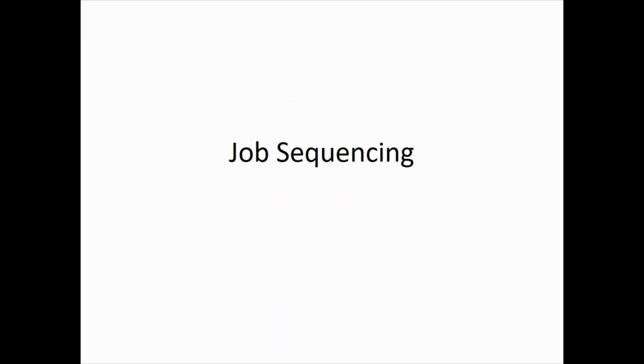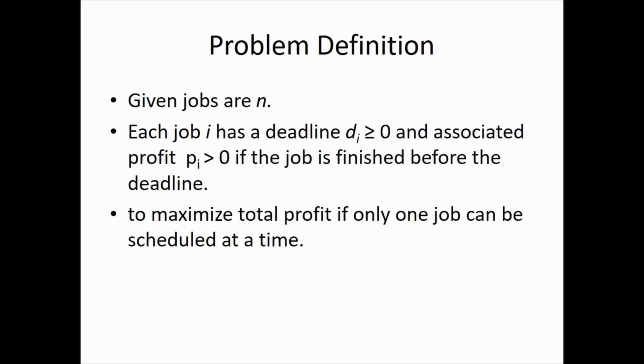Let's define what is the meaning of job sequencing. We are given n jobs. Each job, say i, has a deadline di, which is greater than or equal to 0, and a profit is associated with this job i. This profit is strictly greater than 0. If the job is finished before the deadline, then this profit is earned.